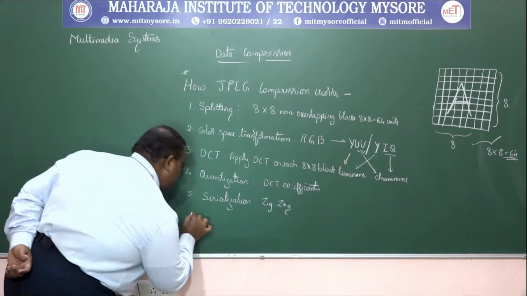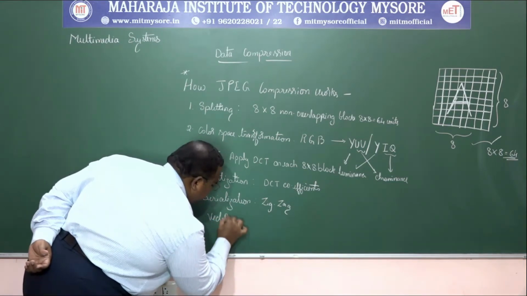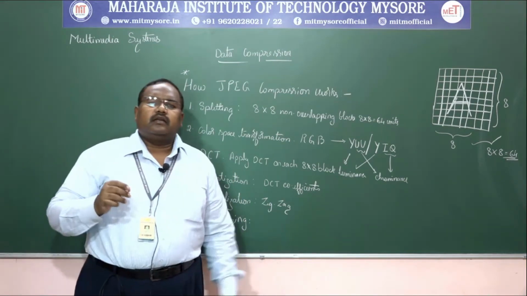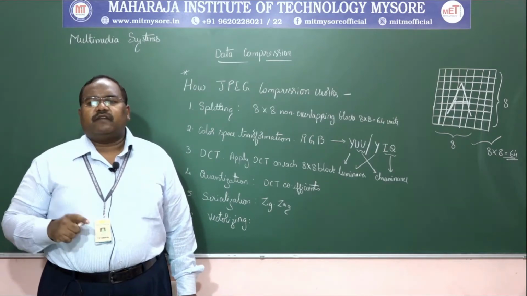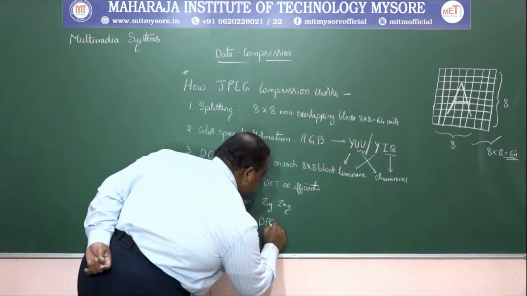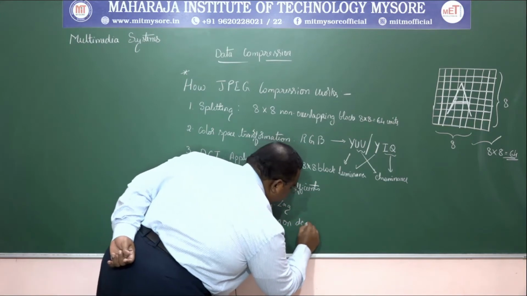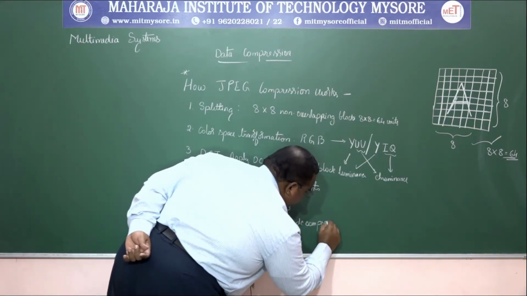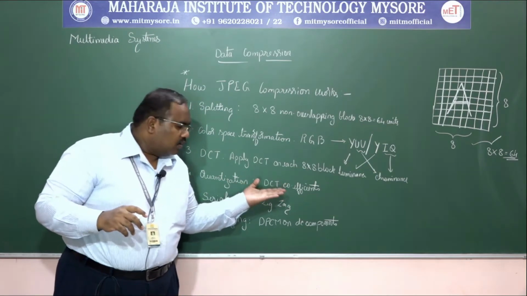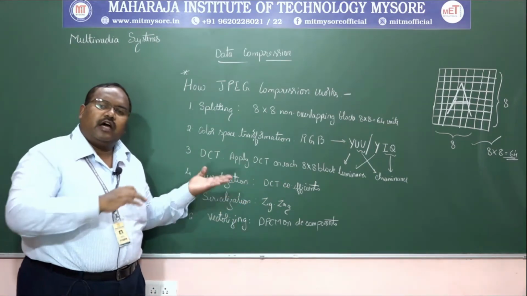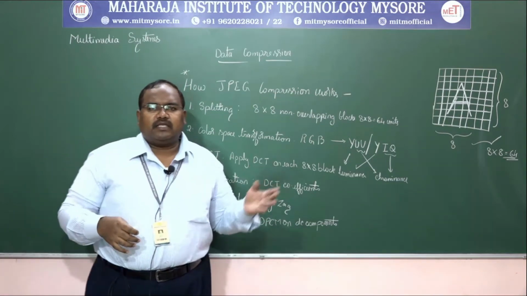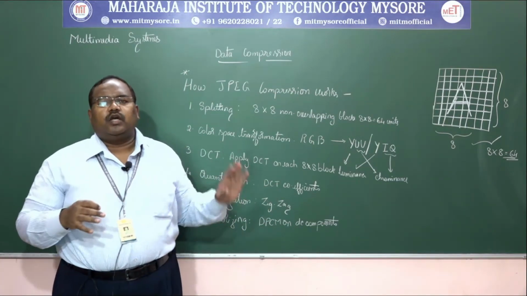And the sixth one is vectorization, or vectorizing. What happens here? Here we do DPCM, that is differential pulse code modulation, on DC components. Now we have quantized the DCT coefficients. When we scan, we remove the redundancy. Okay, we overcome the redundancy. Now in vectorization we apply DPCM, that is differential pulse code modulation, on the DC components.